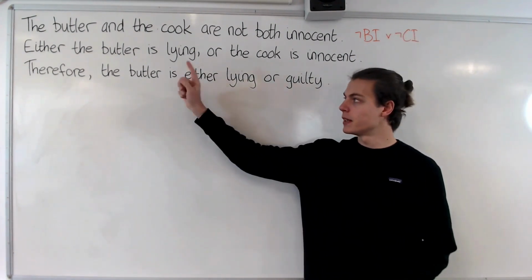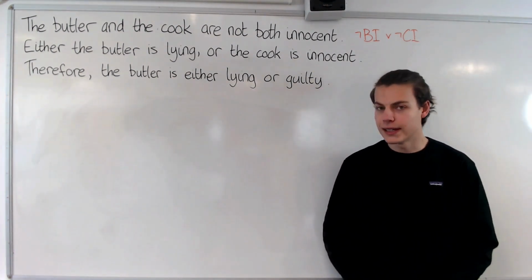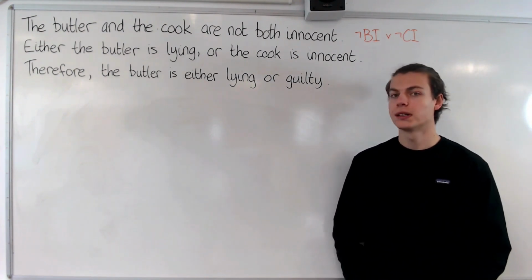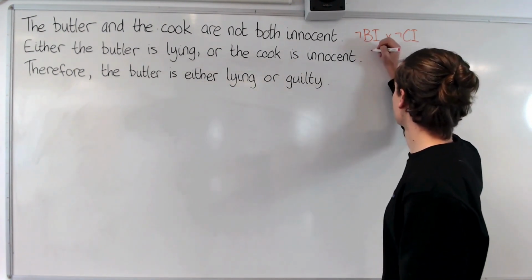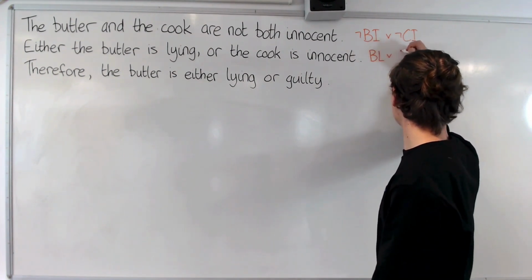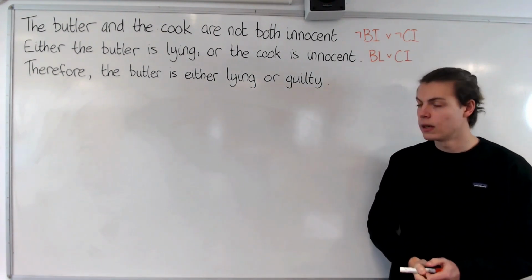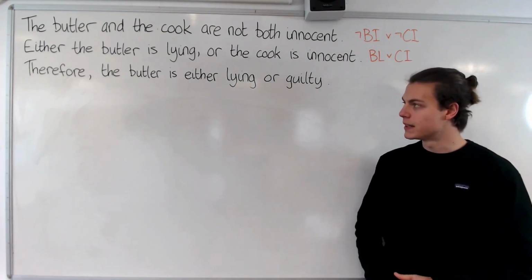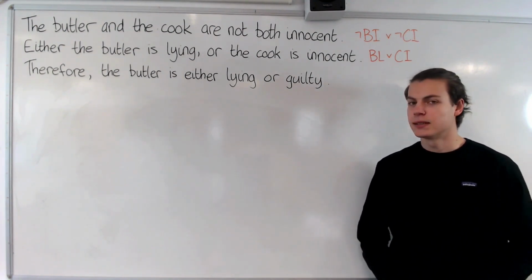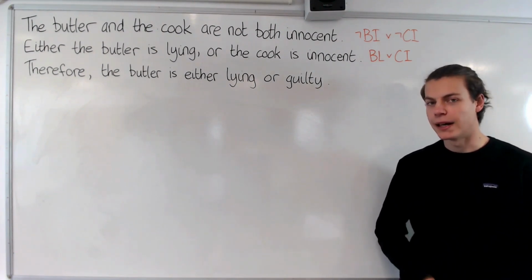Our second statement says either the butler is lying or the cook is innocent. So, BL or CI. And our conclusion says the butler is either lying or guilty. So that's simply BL or not BI.